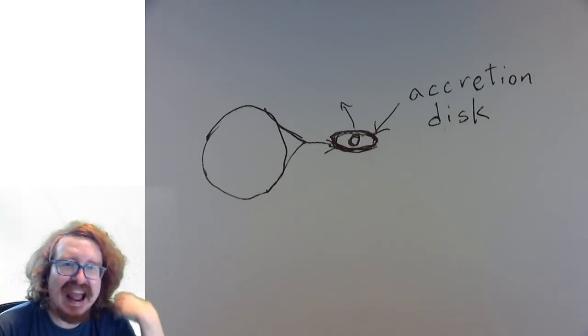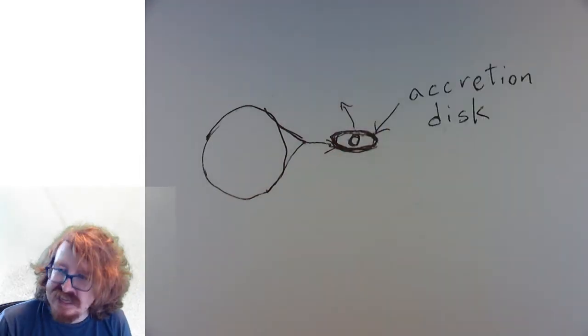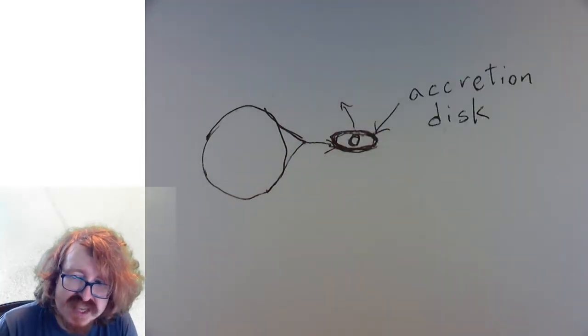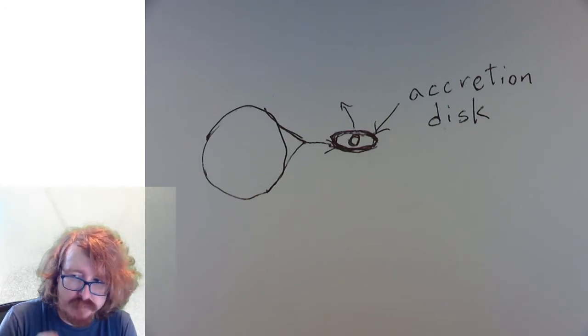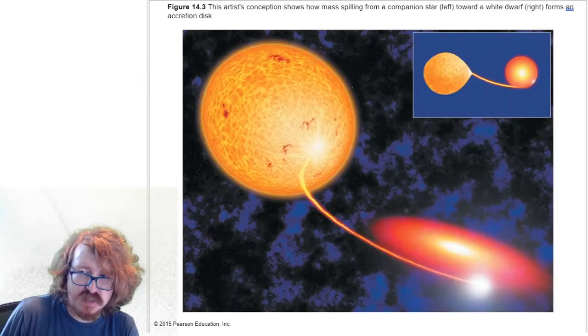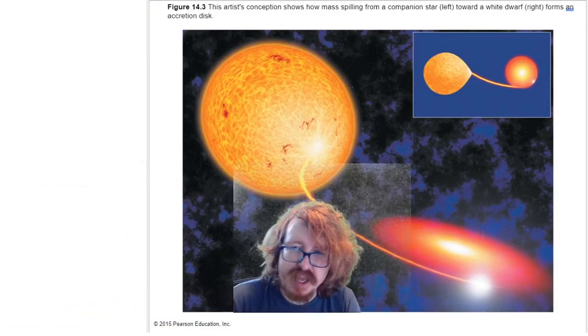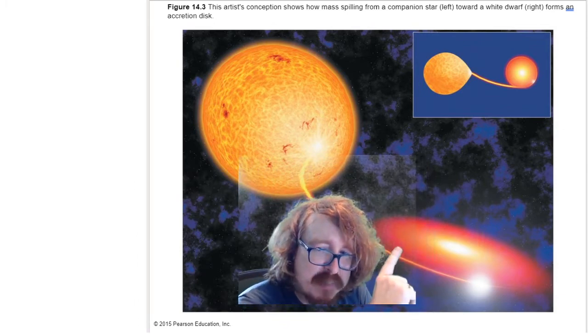Yay! Now, here we go. This disk can give some problems to the white dwarf. There's two things that can happen because of this disk, okay? Check this out. Here we go. We said it's made out of gas.